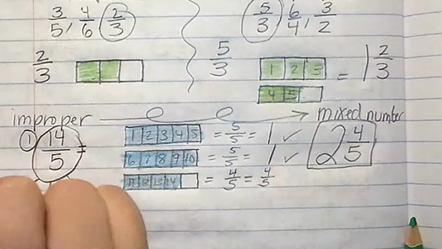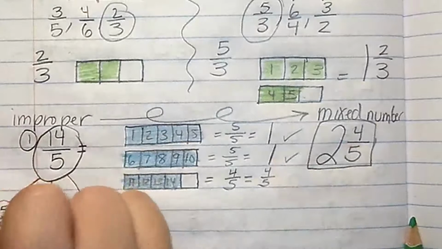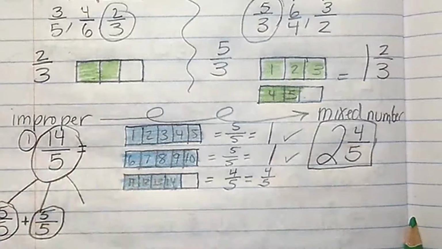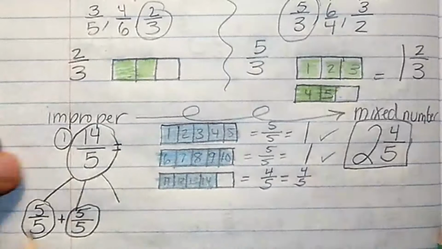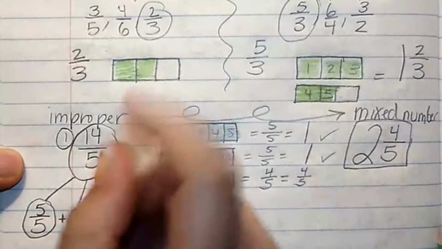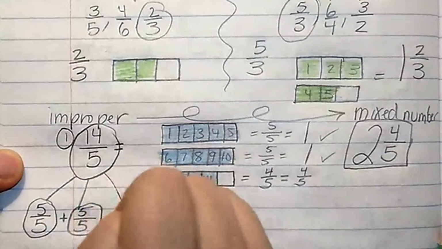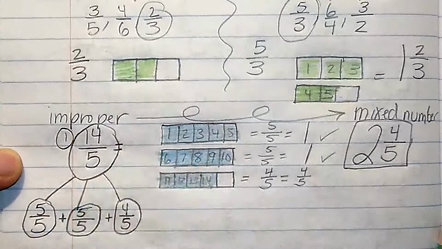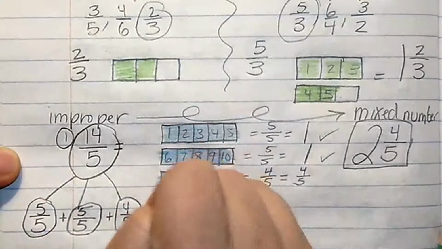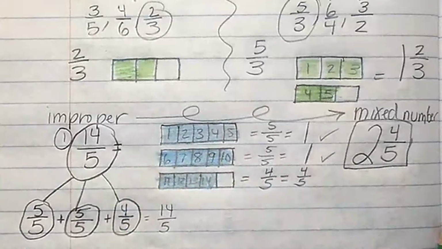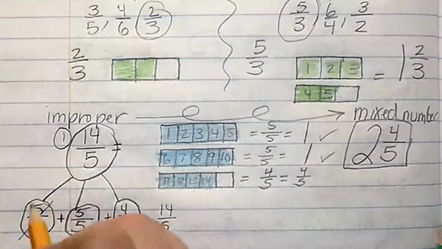So 5/5 plus 5/5, that equals 10/5. Oops, sorry. 5 plus 5, that's 10/5, plus 4/5 more. 5/5 plus 5/5 plus 4/5, that gives me a total of 14/5. Do you guys agree? Now I'm going to rename 2 of these.